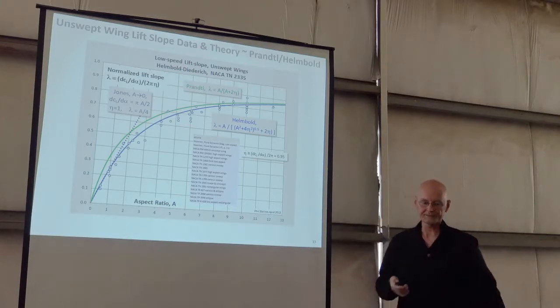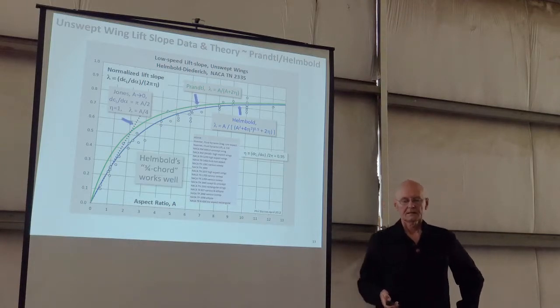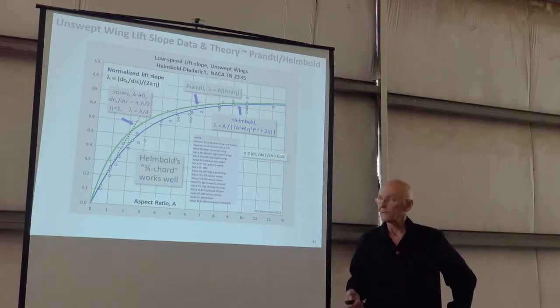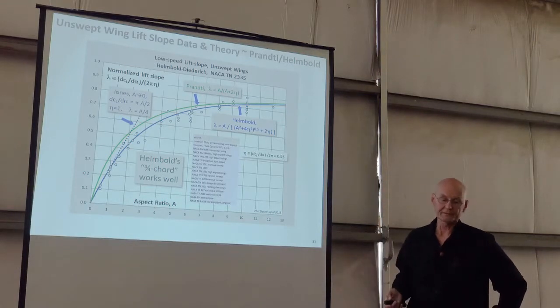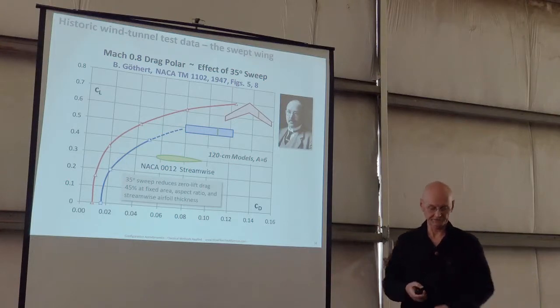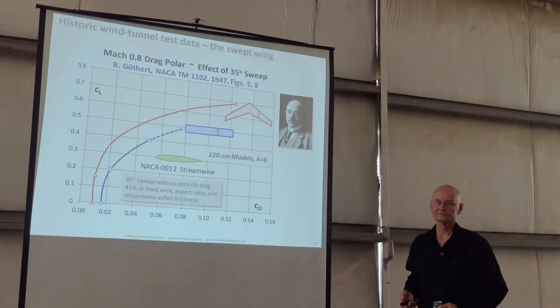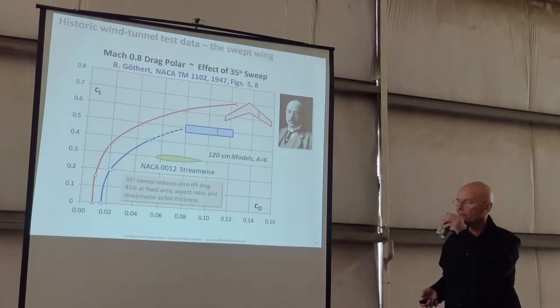All from NACA, various NACA reports, unswept wing. And all of those line up with a Jones calculation for a low aspect ratio wing over that. Okay. Now here we have a very interesting test in the wind tunnel. I think this data was obtained around 1939, 1940.